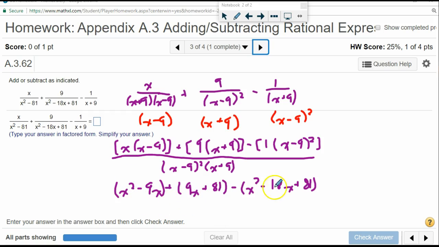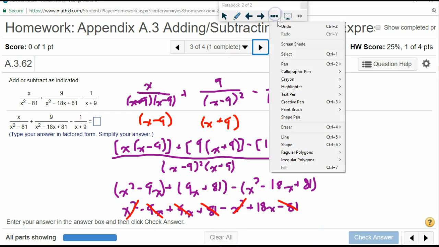So on top, if I actually go through and start combining like terms, don't forget to distribute the negative all the way through. This would now be x squared minus 9x plus 9x plus 81. And then it's going to become a negative x squared. Distributing the negative gives me a positive 18x. And then a negative 81. So you can see that a lot of things are actually going to cancel out here. So I'm going to change colors to show this. You can see that I have a negative x squared and a positive x squared. So those are gone. I have a negative 9x and a positive 9x. So those are gone. And then I have a positive 81 and a negative 81.